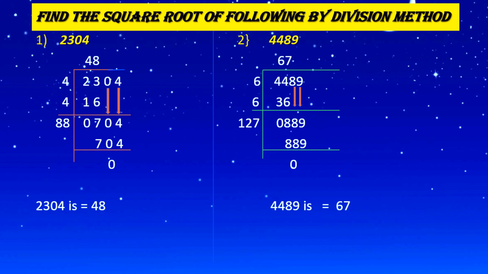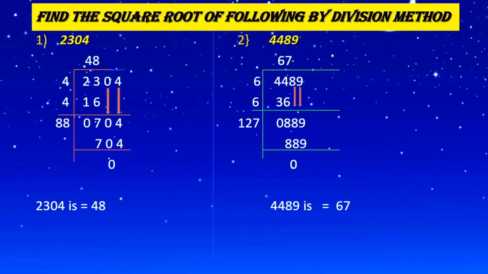Let's see another method, that is, we should find the square root by the division method. Let's take 2304. We should divide starting with 23: the nearest number that is less is 4 into 4, that is 16. Minus 16, we get 7. So we should take the 0 and 4 down.